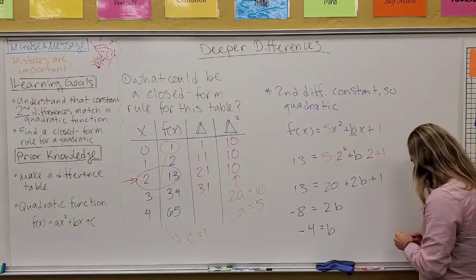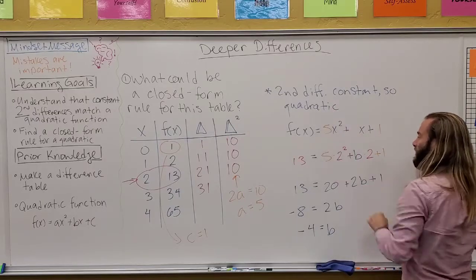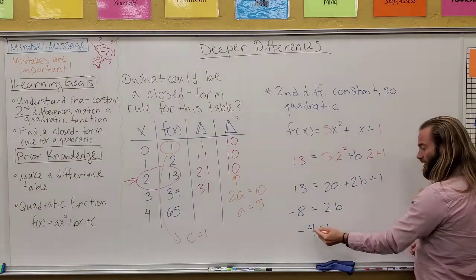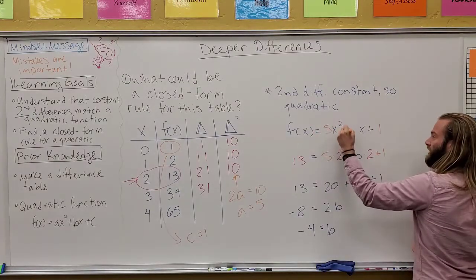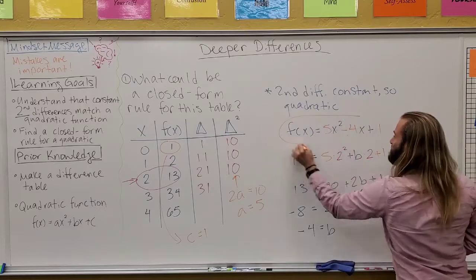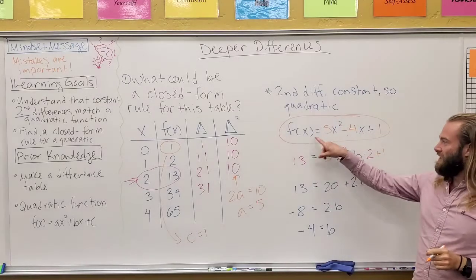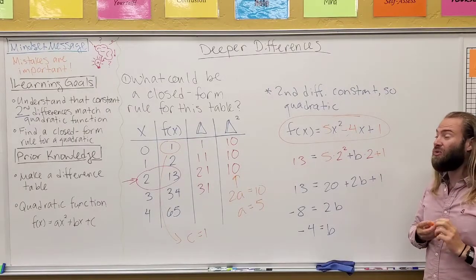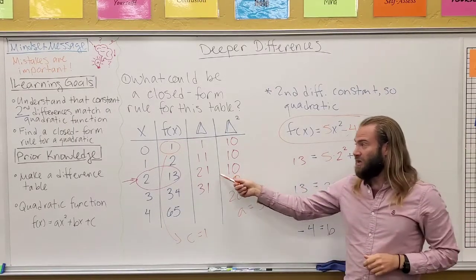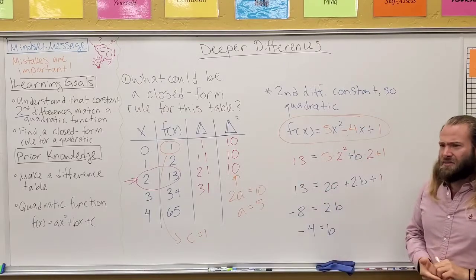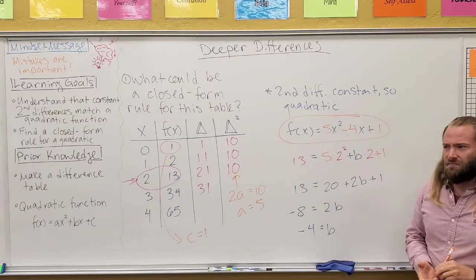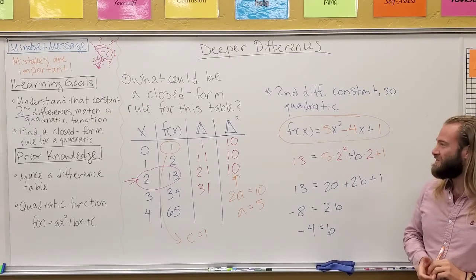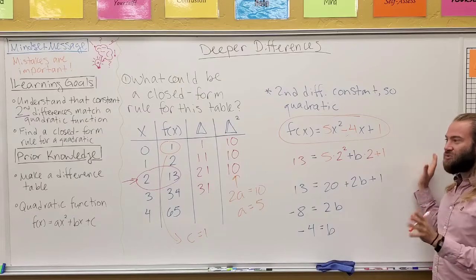So I've actually finally solved this problem of finding a closed form rule. My b is negative 4, so instead of plus, I'm going to write minus 4. And here's my final answer for number 1. f of x is 5x squared minus 4x plus 1. That's a really, really cool way to figure out a formula for a quadratic. The other methods that are used often in courses like this are actually significantly longer in their steps. And this is just a really cool, nice way.